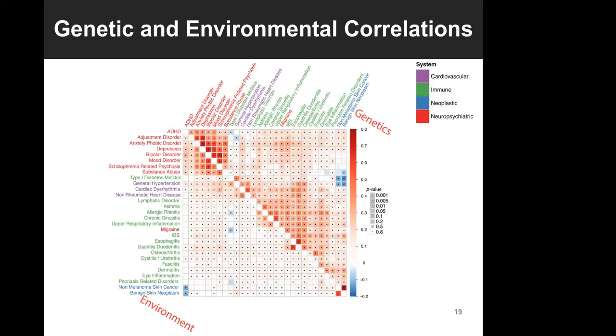So here is the correlation matrix. The upper right part is the genetic correlations, and the bottom left part is the environmental correlations. Red represents positive correlation, and blue represents negative correlations. The white cells correspond to a correlation estimate whose confidence interval overlapped with 0. And the size of the square indicates the statistical significance of the correlation.